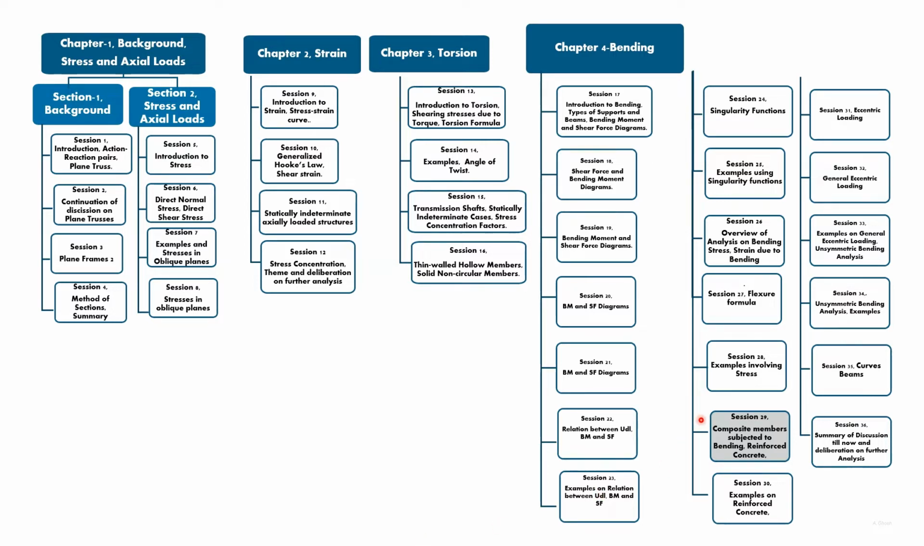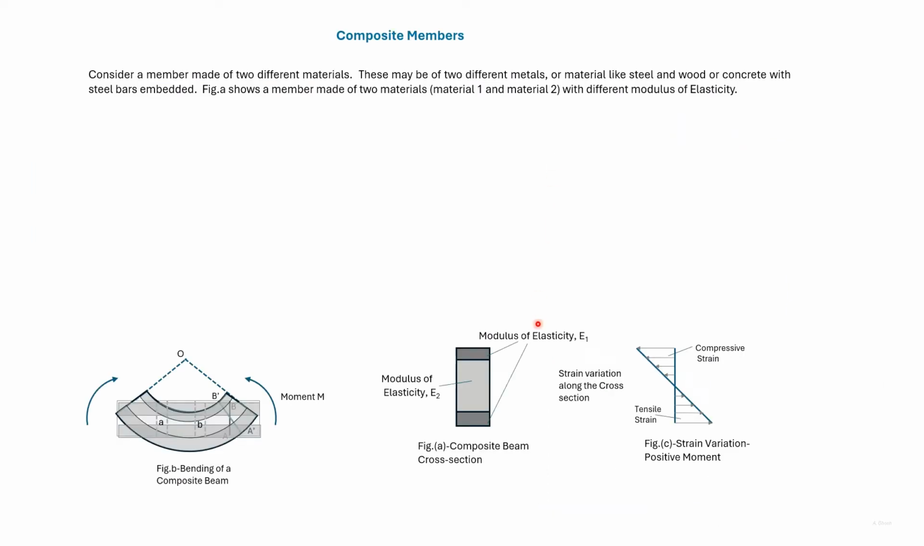Here we discuss composite members, where we use the flexure formula to find out stresses in such members. Here we consider a composite beam, which is a beam with a section made up of two or more materials. So in this section, there are two different materials. One has a modulus of elasticity E1 and the other has a modulus of elasticity E2.